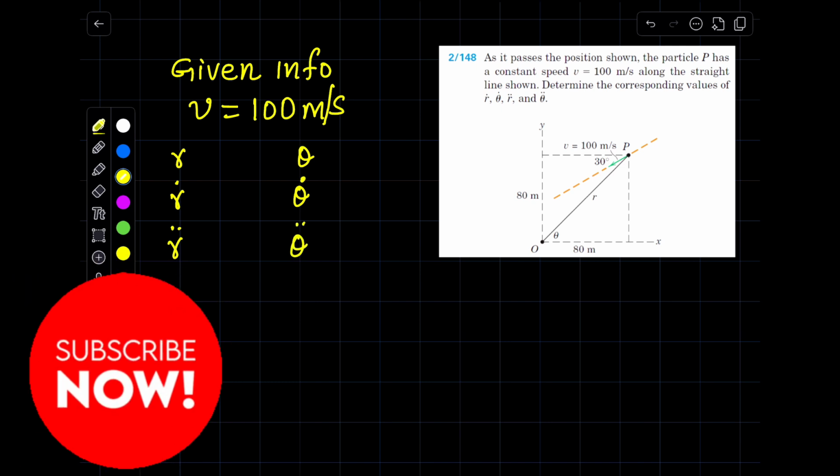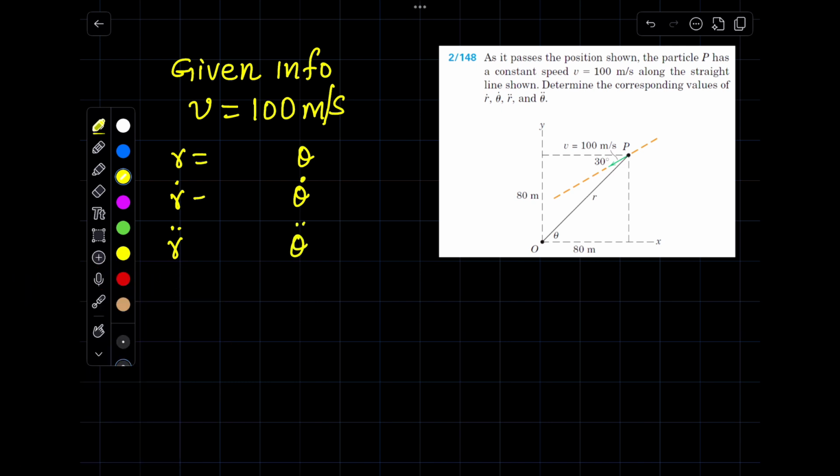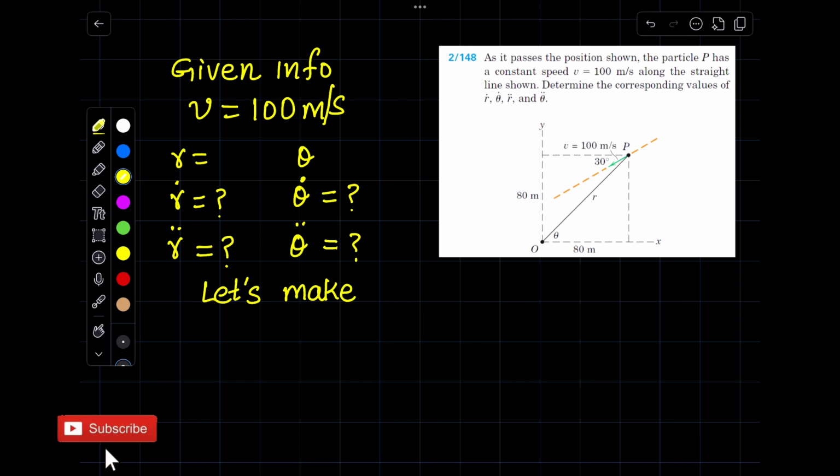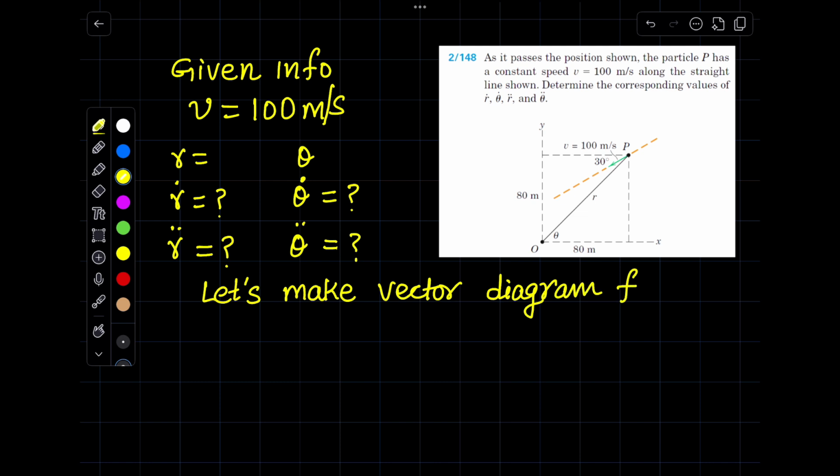And this type of problem is always very easy, because you have to make a vector diagram and then use formulas from the r and theta coordinate system. When solving this problem, I always suggest to my students that they write all the information in their notebook and also make a table with the values for r dot and r double dot, and similarly for theta, theta dot and theta double dot.